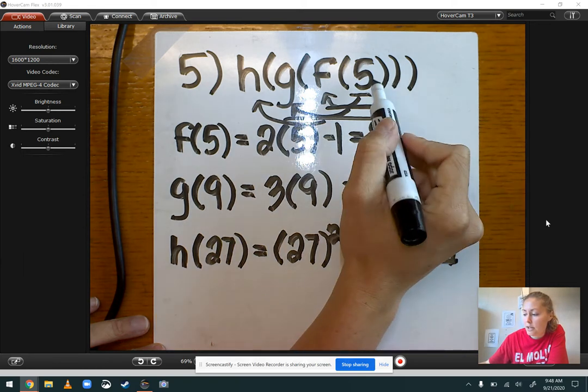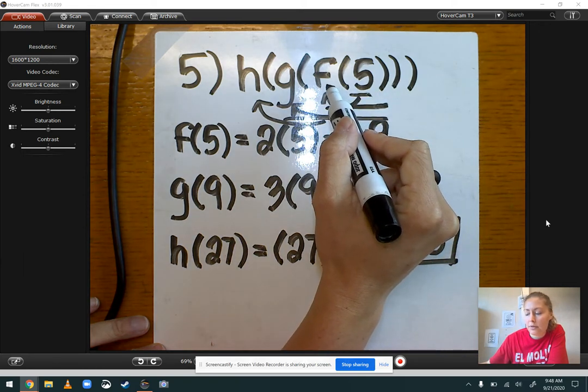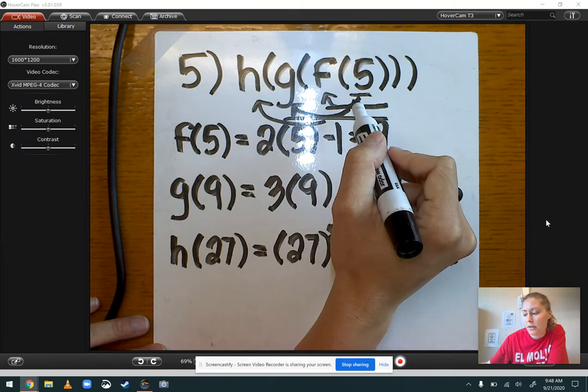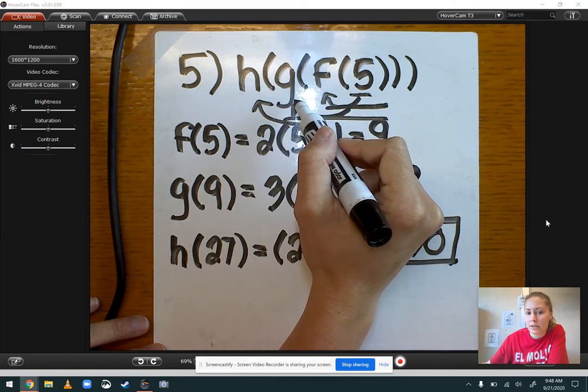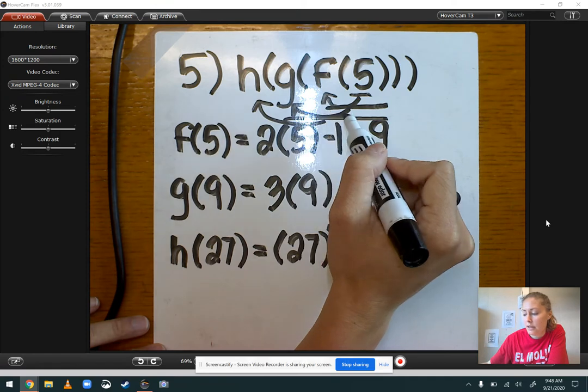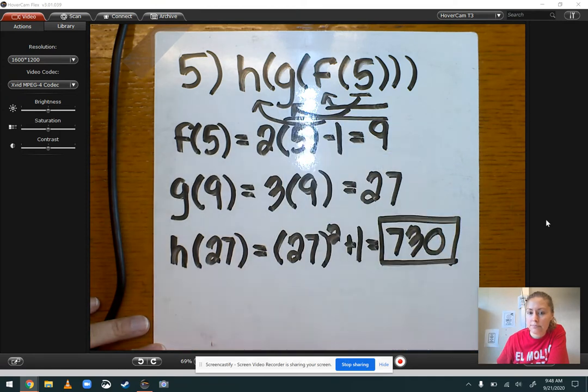So again, we took the 5, plugged it in for the f, found that new value. Plugged that new value into the g, found that new value, and plugged that into the h. We work from right to left.